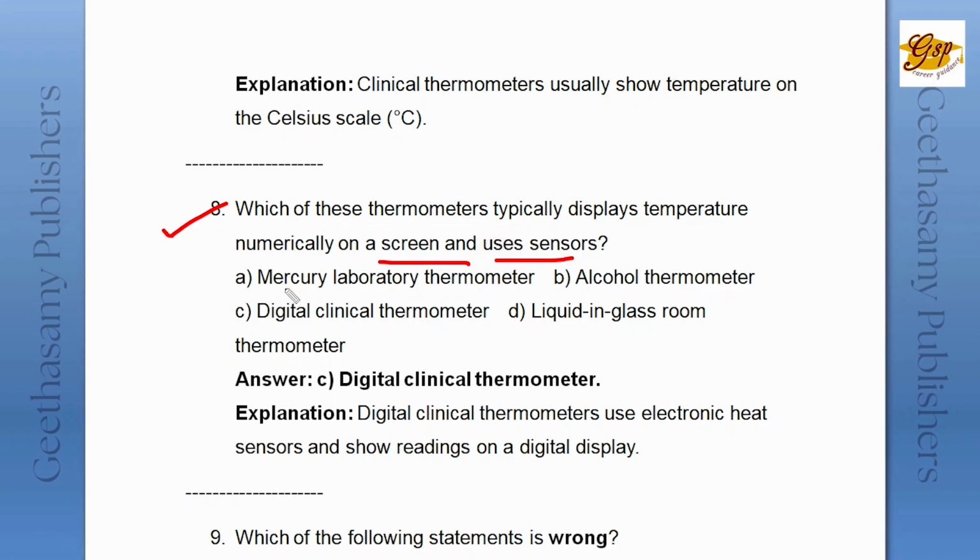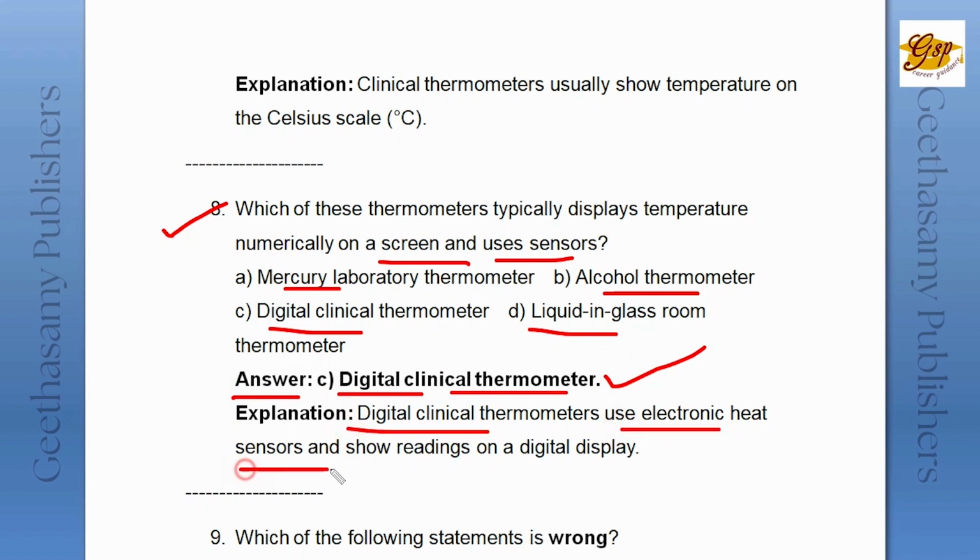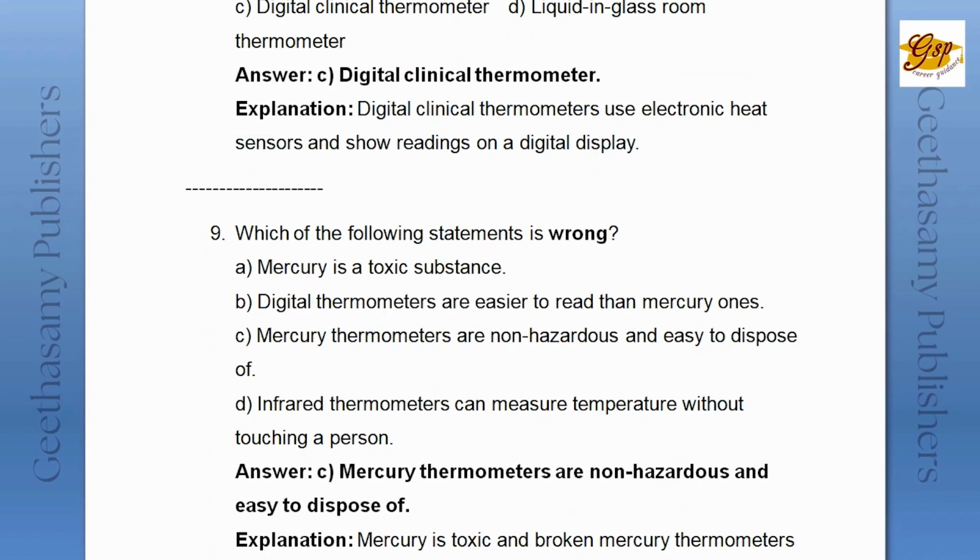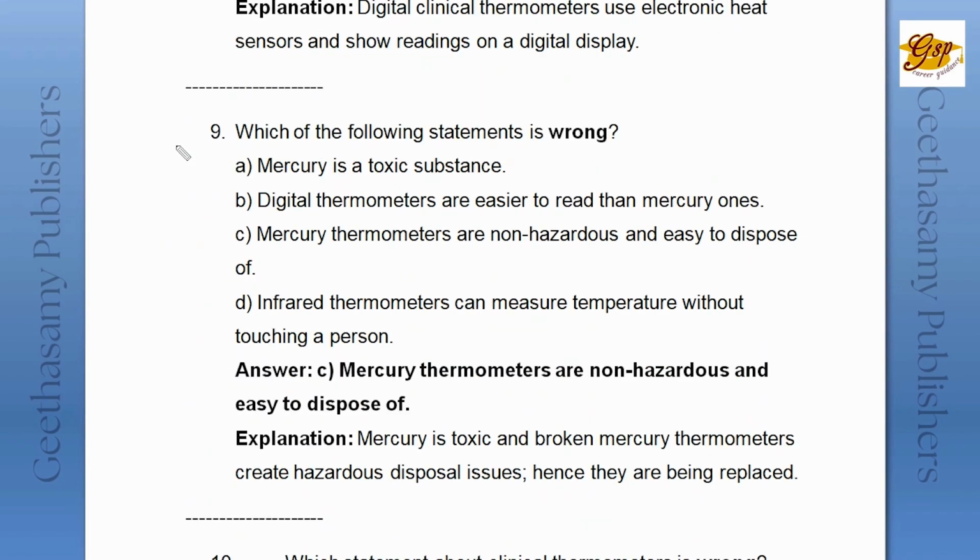It uses sensors. Mercury laboratory thermometer, alcohol thermometer, digital clinical thermometer, liquid in glass thermometer. So the answer is C, digital clinical thermometer. The explanation is the digital clinical thermometer uses electronic heat sensors and shows the reading on a digital display. And ninth question, which of the following statements is wrong?